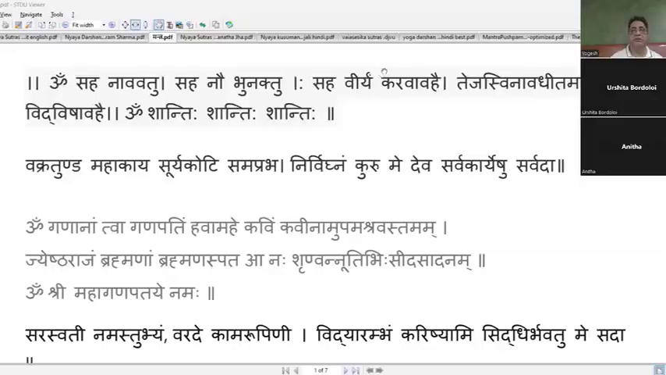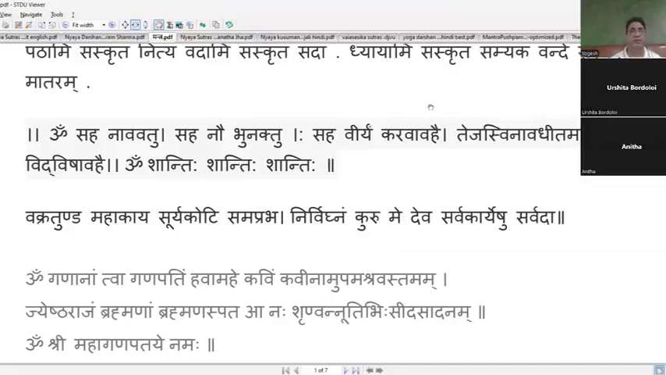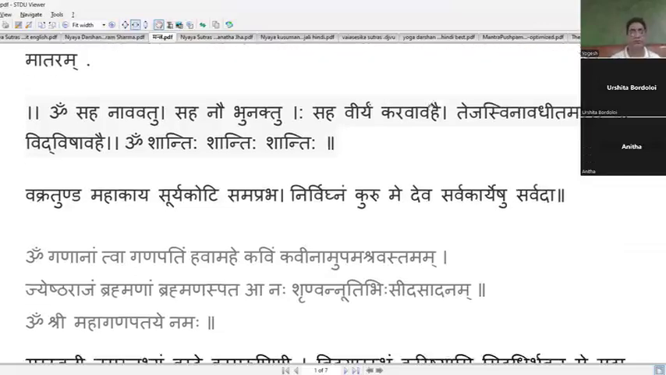We are starting this class on Tattwabodha. Tattwabodha is the text. We have done 11 classes so far. So we'll chant with the Shanti mantra first.